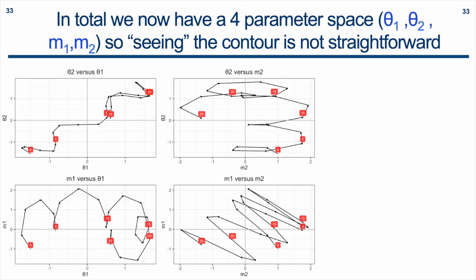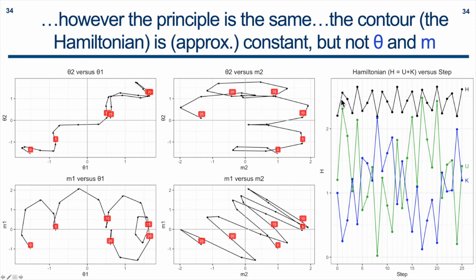So for this problem, in total now we have our 4-parameter space. We have our theta 1, theta 2, M1 and M2. So it's much more difficult to see the contour when we look at our bivariate plots here. So we have theta 2 against theta 1, M1 against theta 1, theta 2 against M2, and M1 versus M2. We're not seeing these nice ellipses like we were before. But if we look at the value of the Hamiltonian, which is shown here in black, against the step size, we see that the value of the Hamiltonian is approximately constant. But we see our thetas in these graphs and our Ms in these graphs are changing markedly.